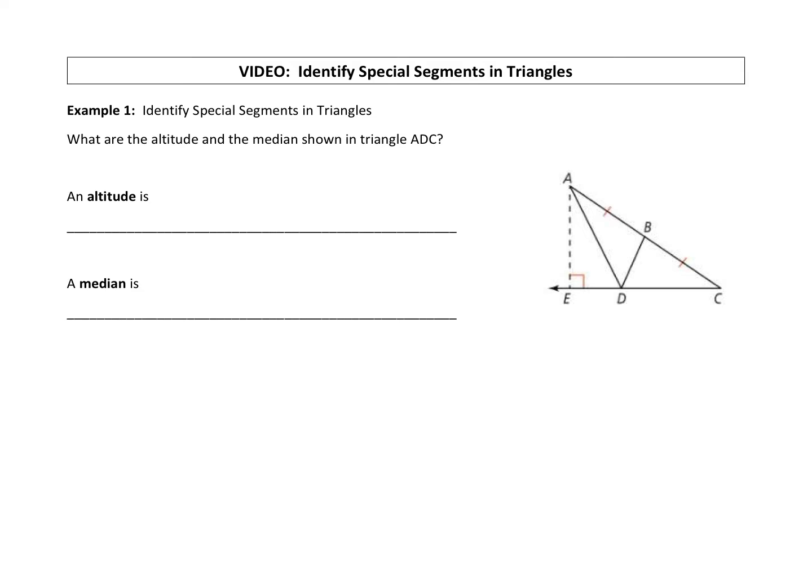An altitude is a perpendicular segment. I'm just going to abbreviate perpendicular with our symbol. From a vertex of a triangle to the line containing the side opposite the vertex.